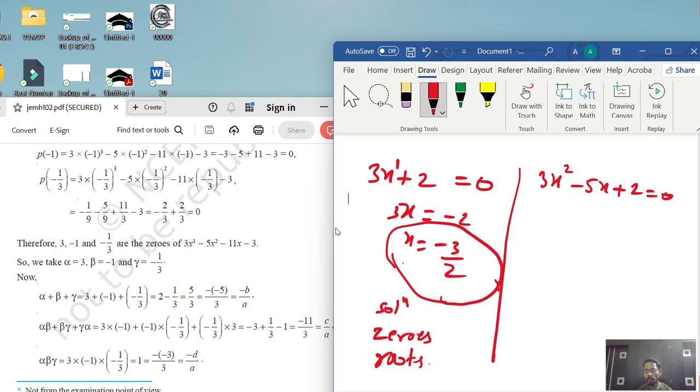Okay, so as you know in class 9, how we did it? Firstly, we will have to multiply first and last. 3 twos are 6.